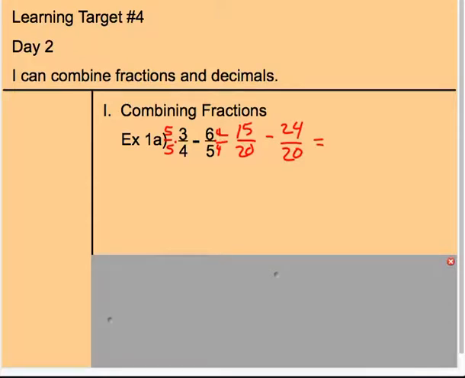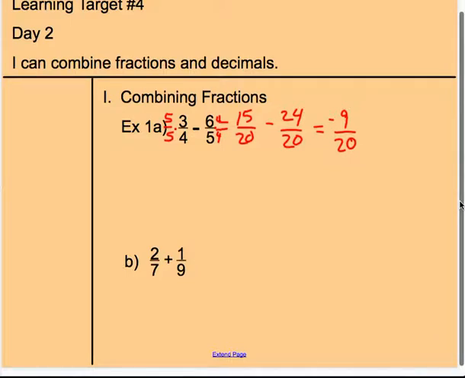15 minus 24 gives me -9. Leave the denominator alone. That represents how many pieces it is sliced into. And then check to make sure that you have no common factors between your numerator and denominator. And there is no number that goes into 9 and 20.